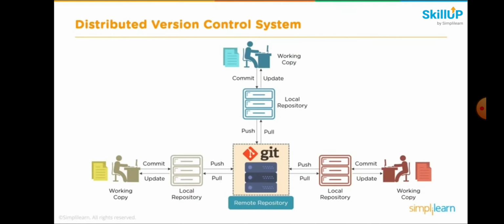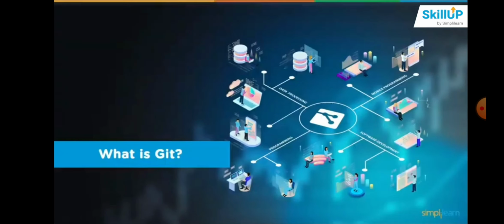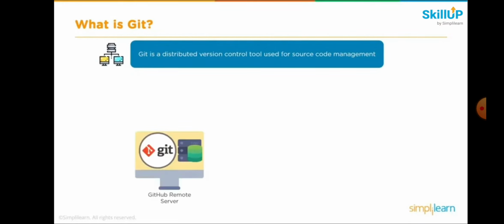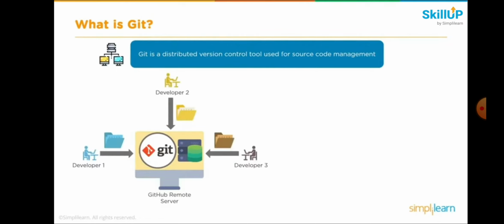And so your Git repository becomes the kind of the center of the universe for you. And then updates are able to be pushed up and pulled back from there. What this allows you to be able to accomplish is that each person will always have the latest version of the code. So what is Git? Git is a distributed version control tool used for source code management. So GitHub is the remote server for that source code management, and your development team can connect their Git client to that remote hub server.